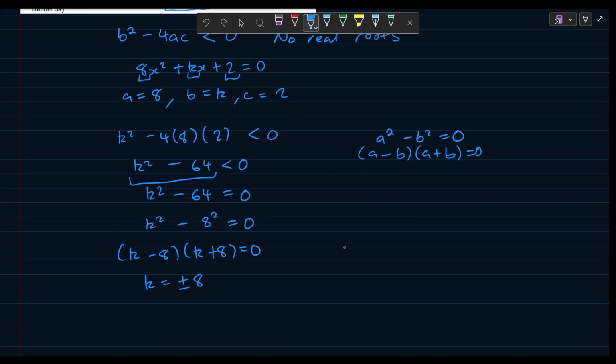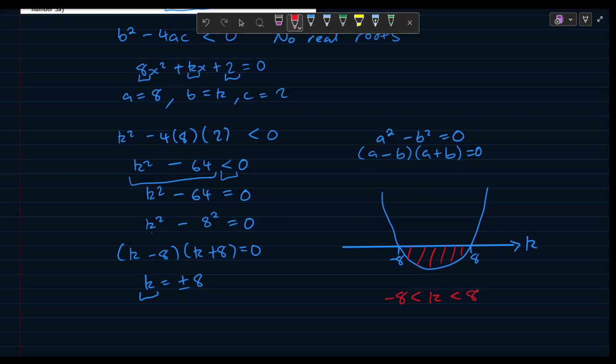And so let's sketch our function, our parabola. Since we're dealing with k, we'll call this the k-axis. And we've got our curve, we've got negative 8 and positive 8. We're looking for the less than region, so we want the region below the k-axis, so that's going to be this region over here. And so our solution here becomes where k is between -8 and 8. So that would be our final answer.